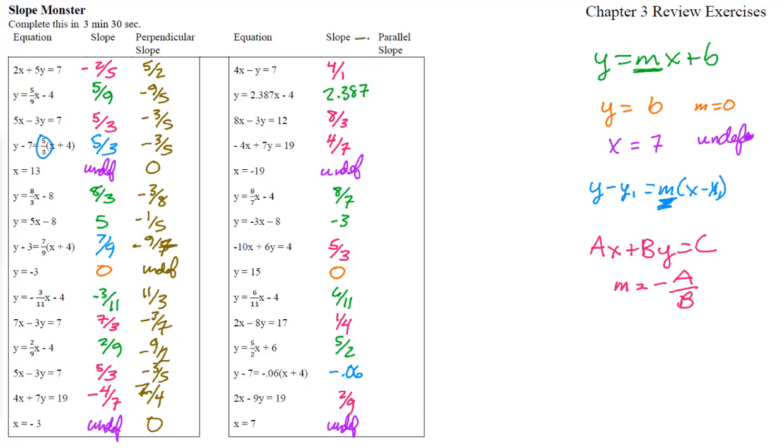All right, parallel slope. The parallel slope and the slope of the line are exactly the same. Anything that's parallel has the same slope, so we just need to repeat these numbers. 4, 2.387, 8/3, 4/7, undefined.